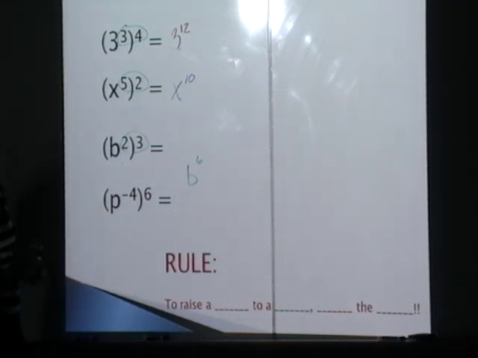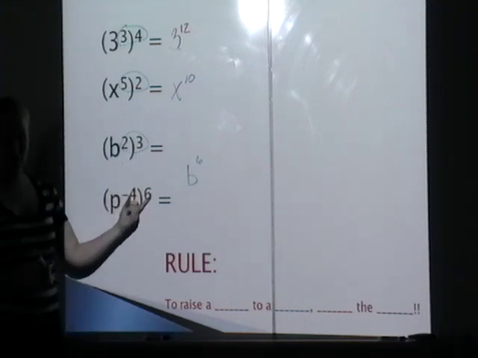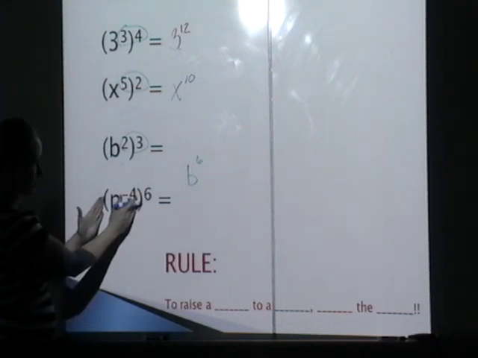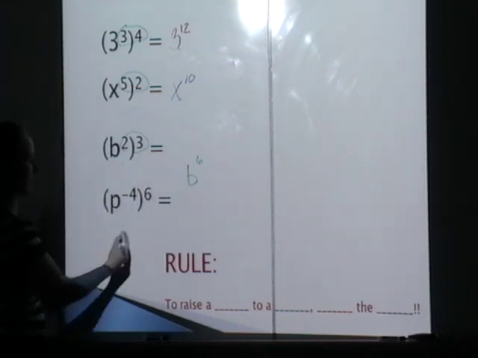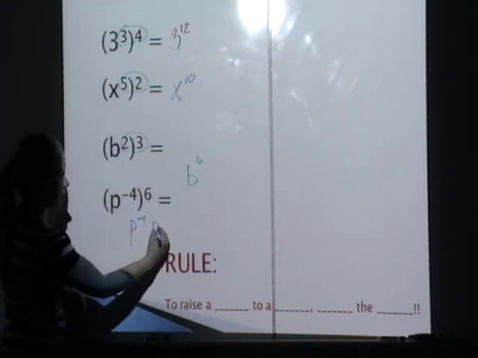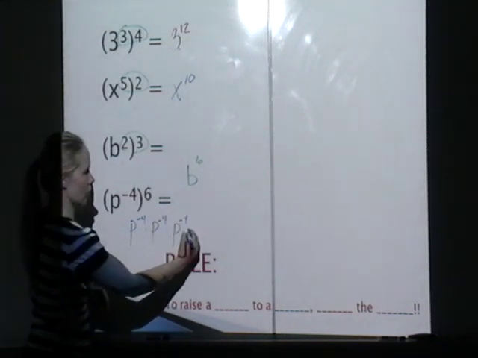Let's see if it works down here. I have p to the negative 4th power, and I'm going to take that to the 6th power. So I have this base multiplied by itself 6 times: p to the negative 4th times p to the negative 4th times p to the negative 4th.